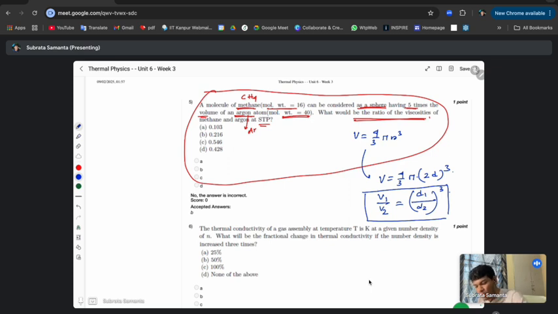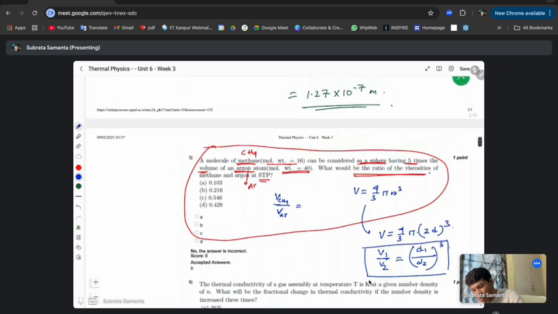Now we use V1, 1 is the methane, so V CH4 over V argon. This is basically 5 times the volume of an argon molecule, so this is basically 5, right? So the methane can be considered as a sphere having 5 times the volume of an argon atom. Yes, so this is the 5. So V CH4 over V argon equals 5.